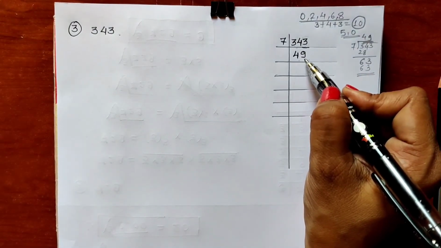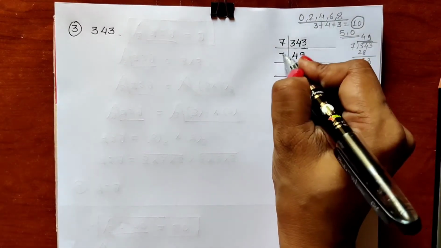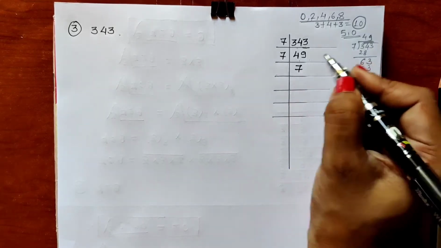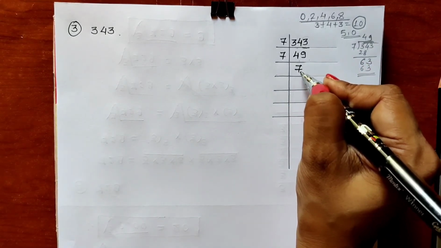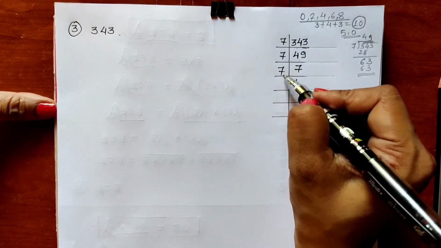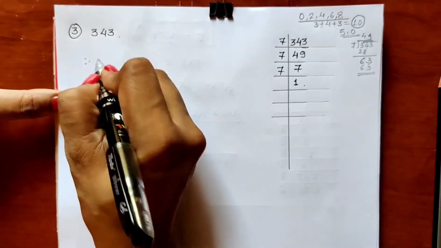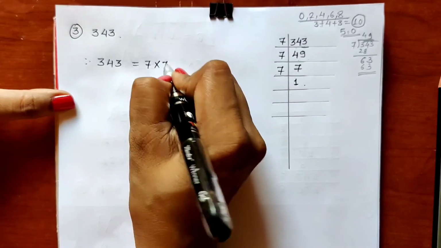It is not divisible by 2. It is not divisible by 3 either. It is directly divisible by 7. 7 7s are 49. And in the end we have got 7, which is a prime number. It is divisible by itself only. So 7 1s are 7. So in this way we have got the prime factors of 343 as 7 into 7 into 7.